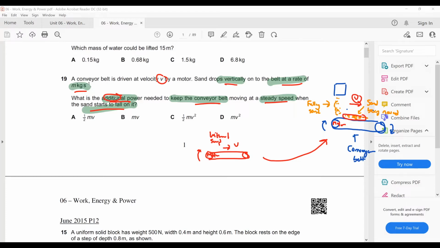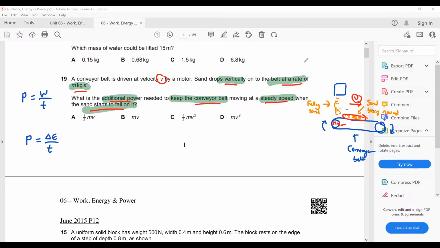That's why the question here says, what is the additional power to keep the belt moving at steady speed when sand starts to fall on it? What is the additional power that you need? So that's the story here. Now the power, again, you can make use of a few things. Power, you know, is change in energy divided by time. Power is also work done divided by time. So which one do you want to use?